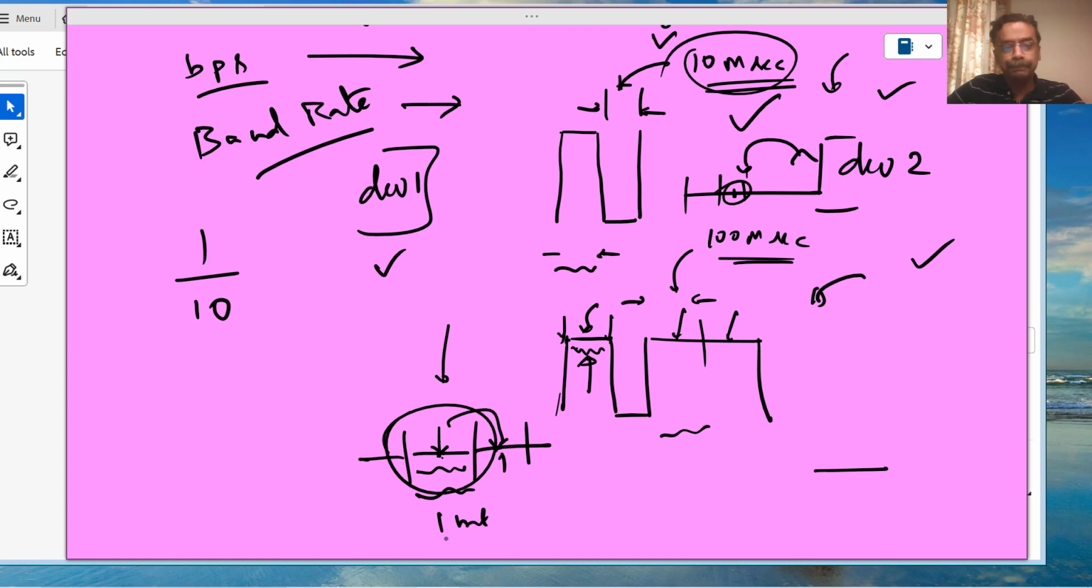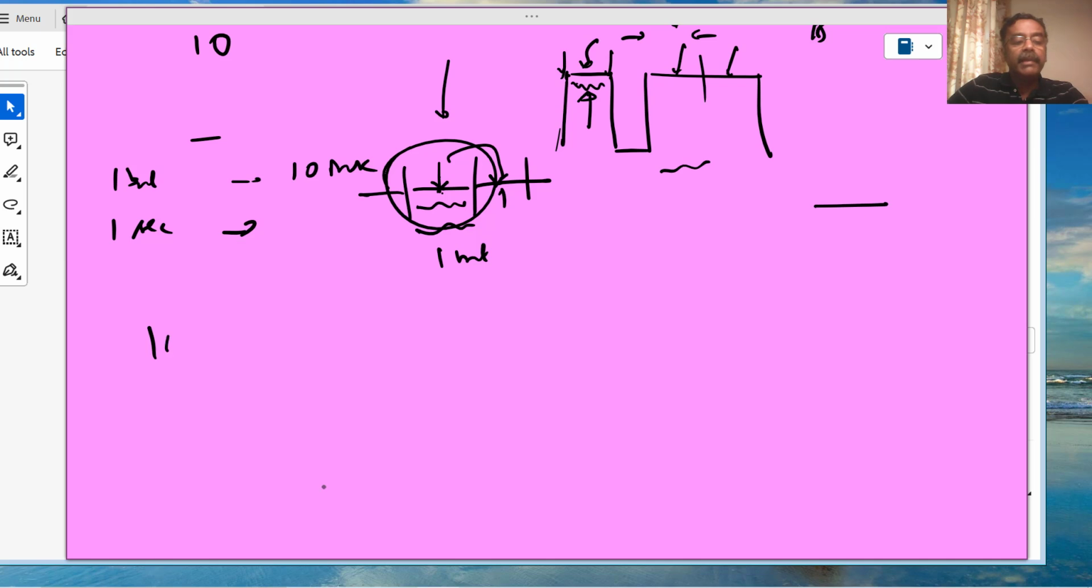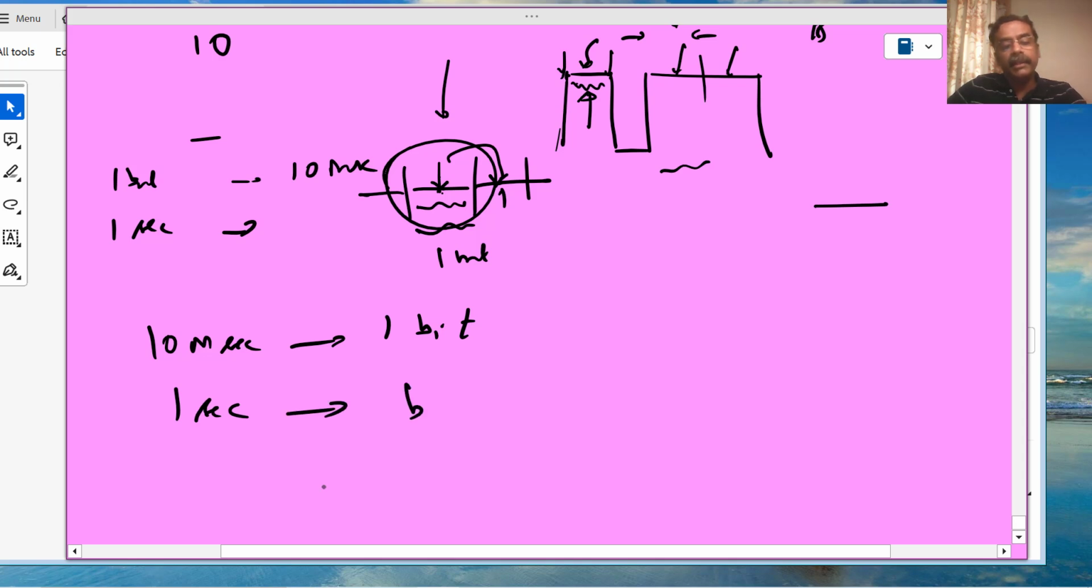So you have to... Suppose 1 bit of data is going to take 10 milliseconds of time. Then in 1 second, how many bits will I be able to send? So it should be the other way around. Let me write it this way. In 10 milliseconds, I am going to send 1 bit of information. Now in 1 second, how many bits will I be sending? That is the bits per second, right? So this is what I want to know.